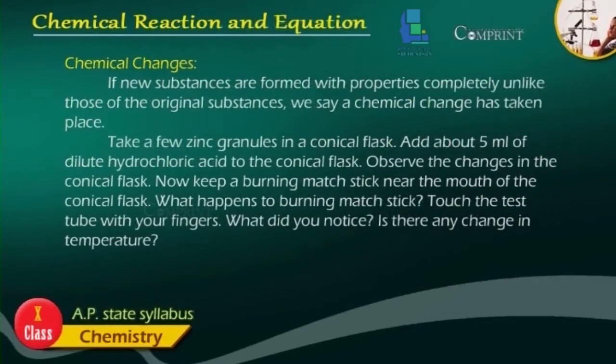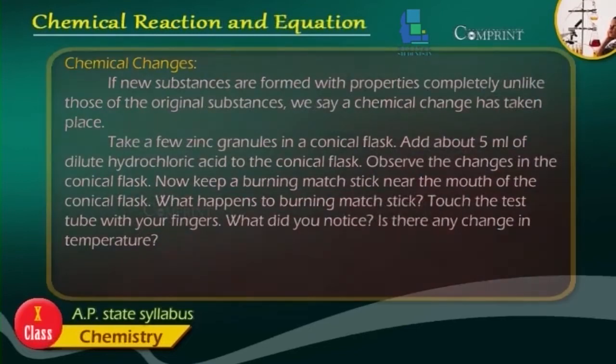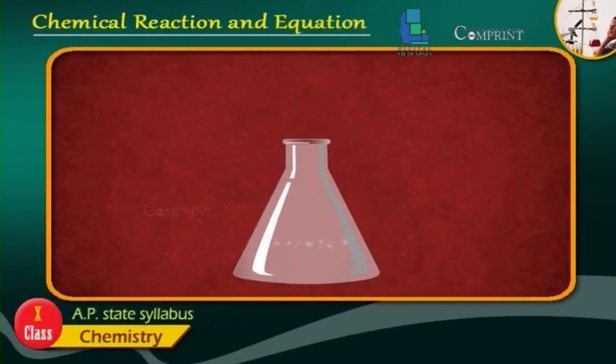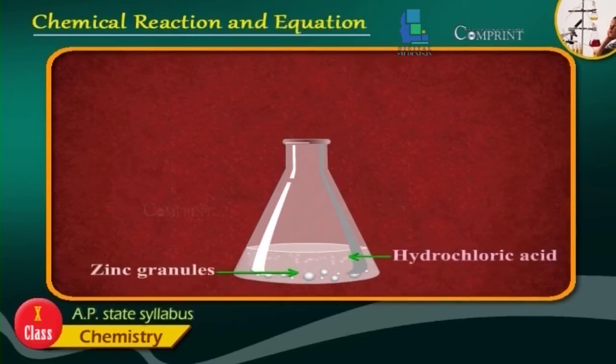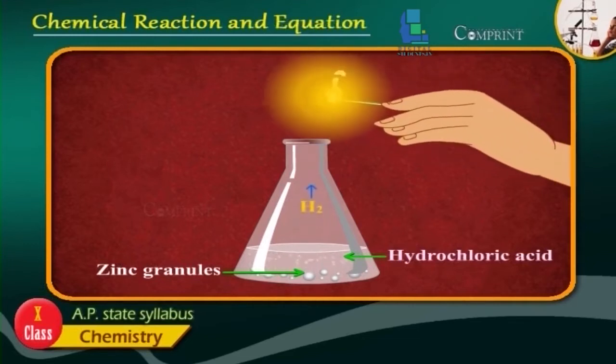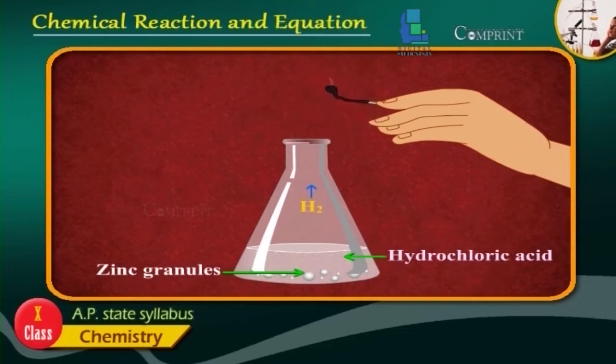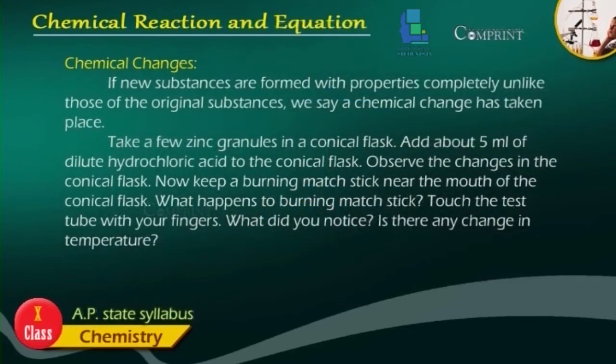Chemical changes. If new substances are formed with properties completely unlike those of the original substances, we say a chemical change has taken place. Take a few zinc granules in a conical flask. Add about 5 ml of dilute hydrochloric acid to the conical flask. Observe the changes in the conical flask. Now keep a burning matchstick near the mouth of the conical flask. What happens to the burning matchstick? Touch the test tube with your fingers. What did you notice? Is there any change in temperature?